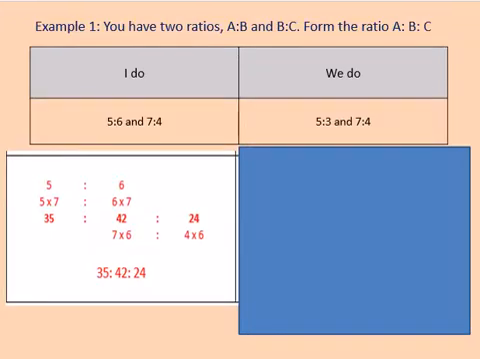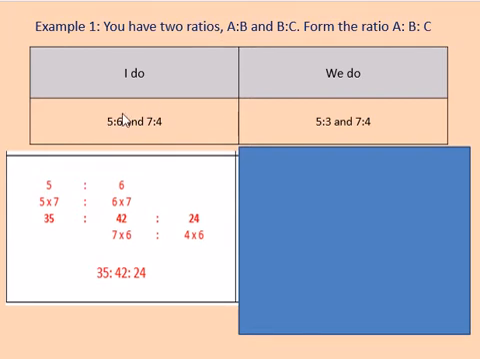Okay, so for the first I do and we do pair of the lesson, we said we'll be working between two ratios today. So example 1 says you have two ratios, A to B and B to C. Form the ratios A to B to C. So look at the first I do. It's 5 to 6 and 7 to 4.